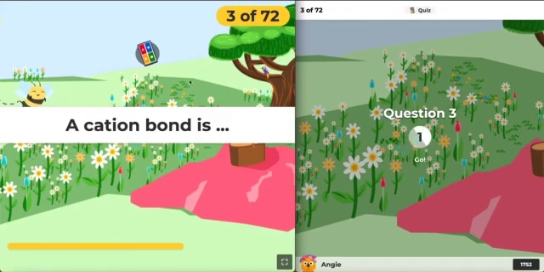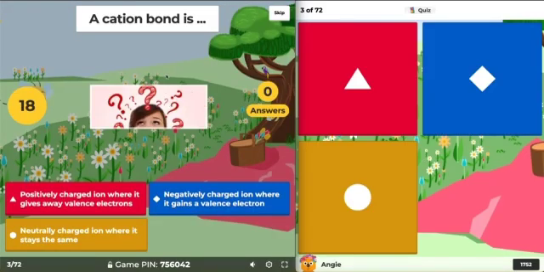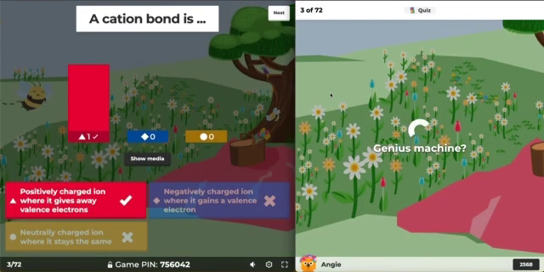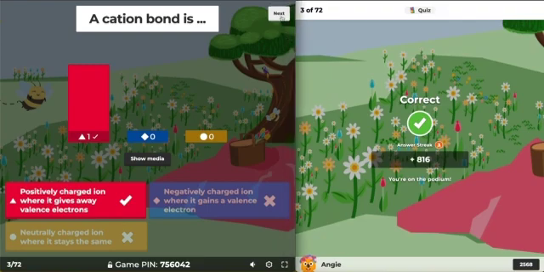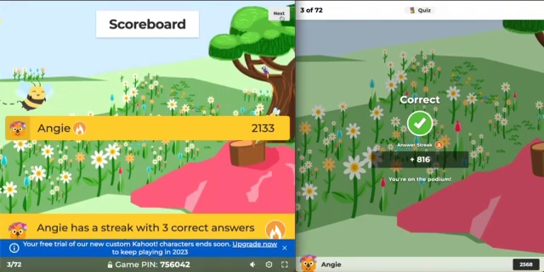3. A covalent bond is a positively charged ion where it gives away electrons. So a covalent bond is going to be an ion that is going to give away electrons, which gives it a positive charge, because at that point it's going to have more protons than it does electrons. So when it gives away an electron, it's going to have more of a positive charge than a negative charge. Next question.